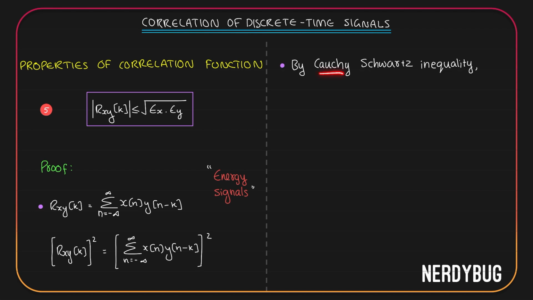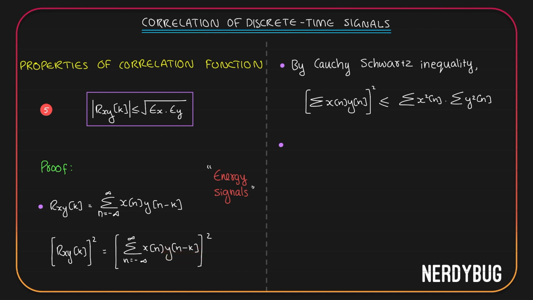We can apply Cauchy-Schwarz inequality here also. According to this, if we take summation of x of n multiplied by y of n and then square it, this will always be less than or equal to the product of summation of x square of n and summation of y square of n minus k.